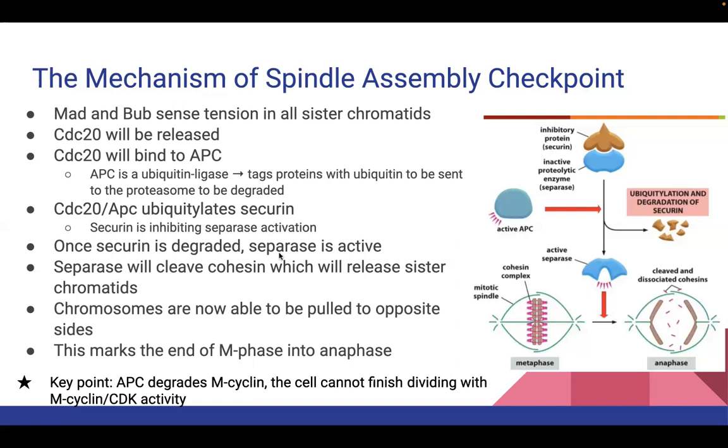Now that the cohesin is gone, chromosomes are now going to be able to be pulled to the opposite sides of the cell, and this marks the end of M phase into anaphase. And a key point here is APC degrades M cyclin. The cell cannot finish dividing with M cyclin CDK activity. Any questions on the mechanism that anyone has? No? Okay.